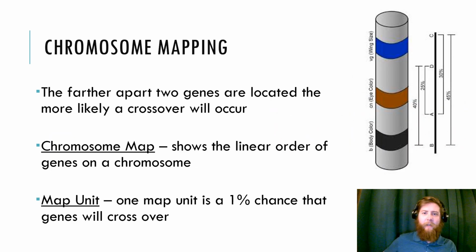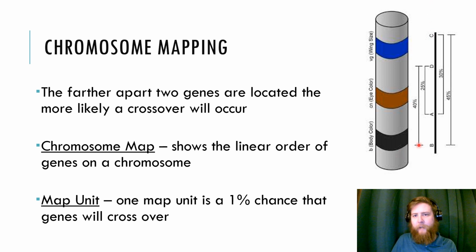Chromosome mapping. The farther apart two genes are, the more likely a crossover will happen between them, so the less likely they are to be inherited together. A chromosome map here shows the linear order. On this one you have body color, and then eye color, and then wing size. We'll break them up into map units, where one map unit is a 1% chance that the genes will cross over. As we move further and further away, this percent goes up.